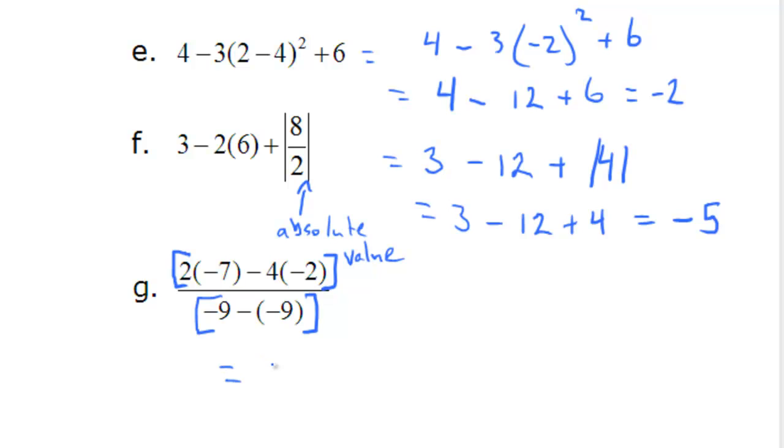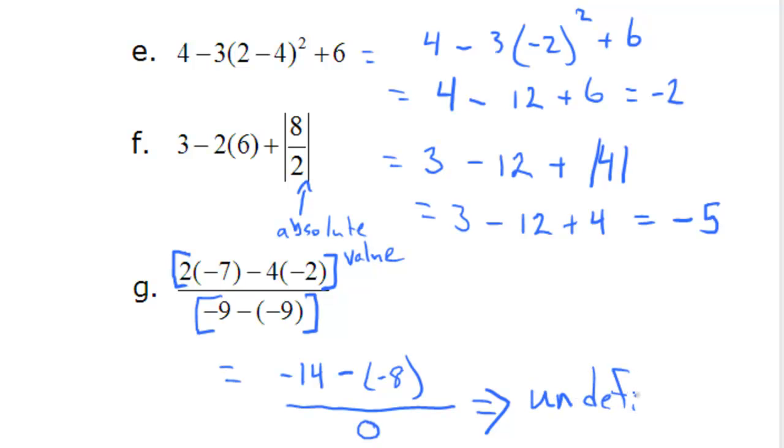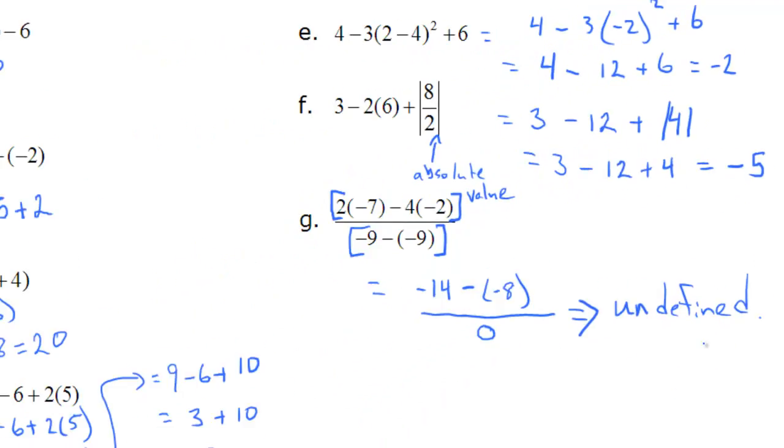So we work out the top, we're going to get negative 14 minus negative 8, 2 times negative 7, 4 times negative 2. And on the bottom we get negative 9 minus minus means plus, so negative 9 plus 9 is 0. As soon as we get that 0 there, if you try that on your calculator you get an error because we can say that is undefined, because we cannot divide by 0.